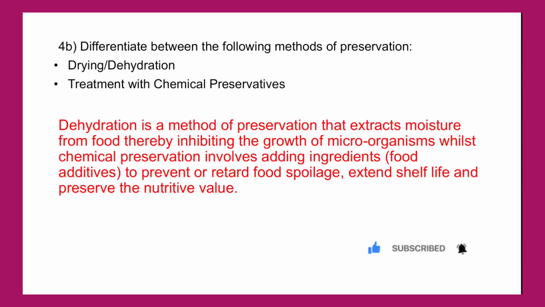Differentiate between the following methods of preservation. The 2 methods they would have given us: drying or dehydration, and treatment with chemical preservatives. As the question suggested, it's asking you to state the difference between the 2 methods of preservation. So you would respond by saying that dehydration is a method of preservation that extracts moisture from food, thereby inhibiting the growth of microorganisms, while chemical preservation involves adding ingredients such as food additives to prevent or retard food spoilage, extend shelf life, and preserve the nutritive value.